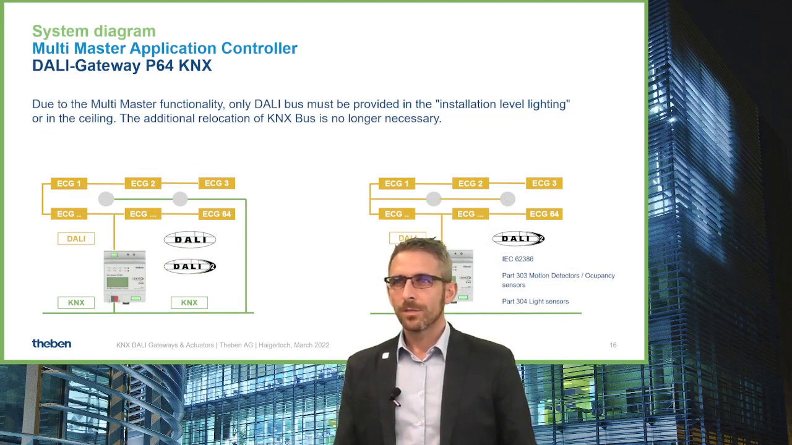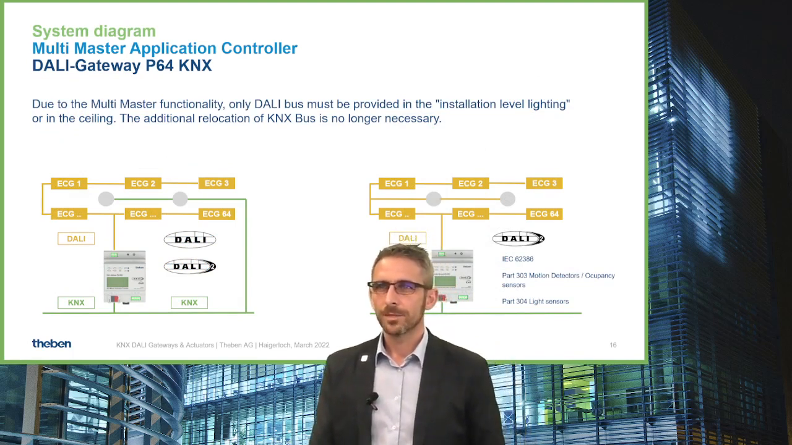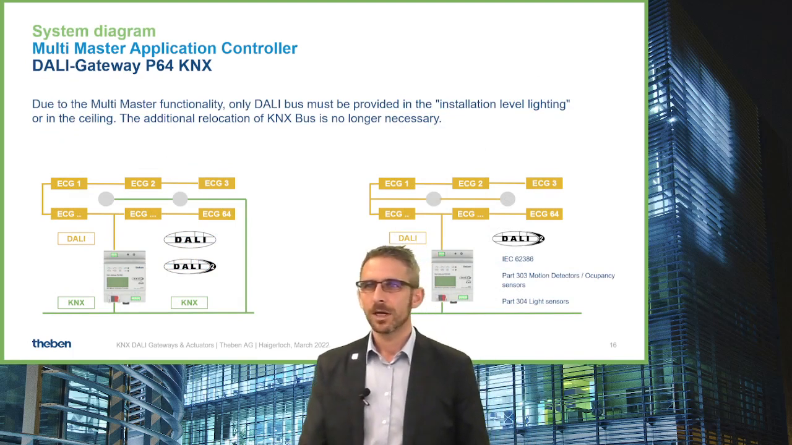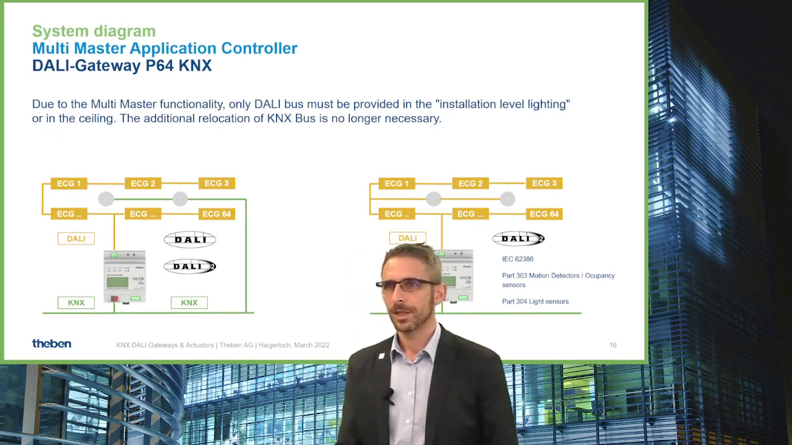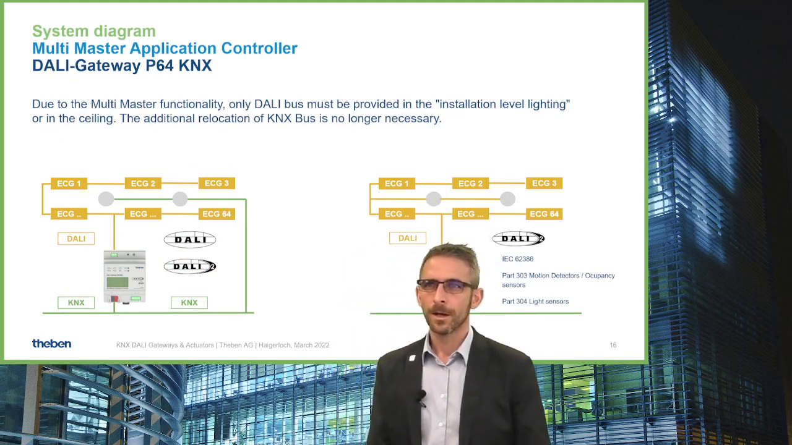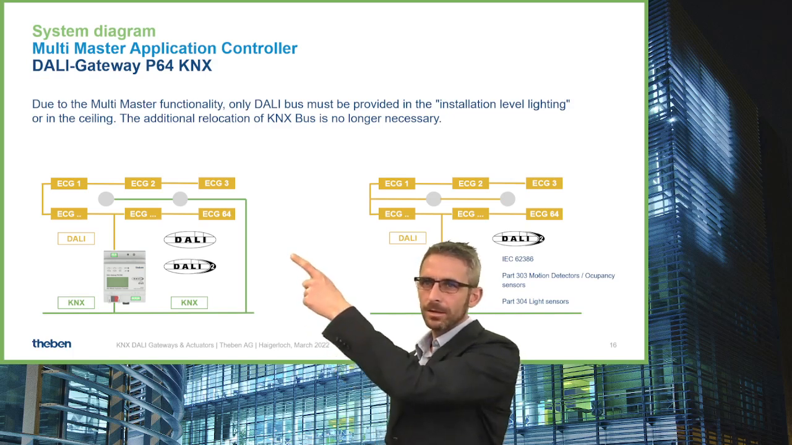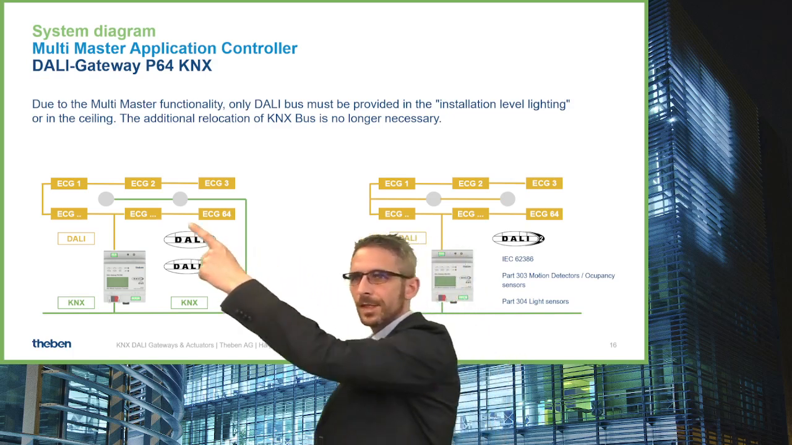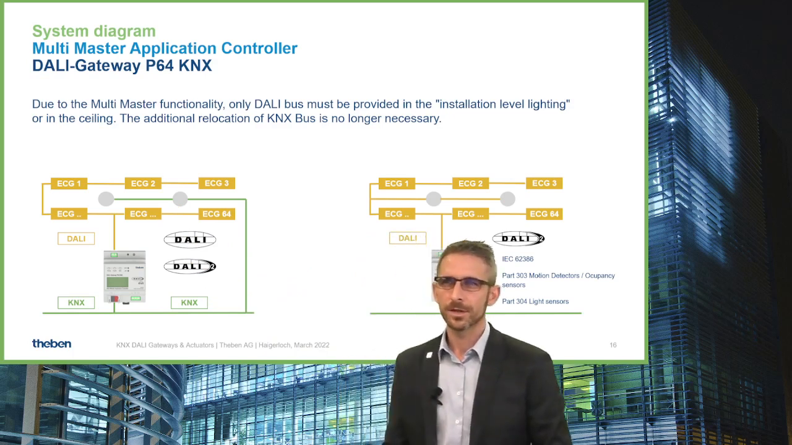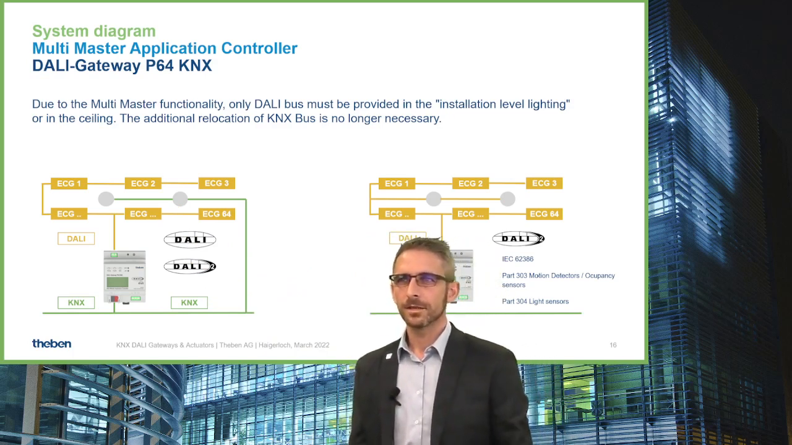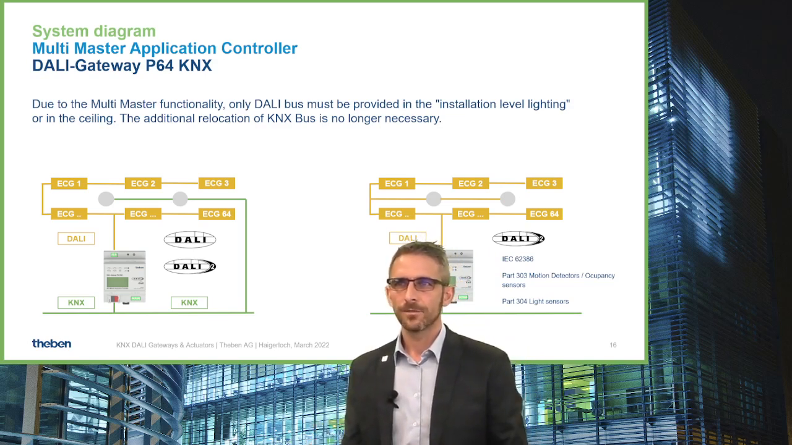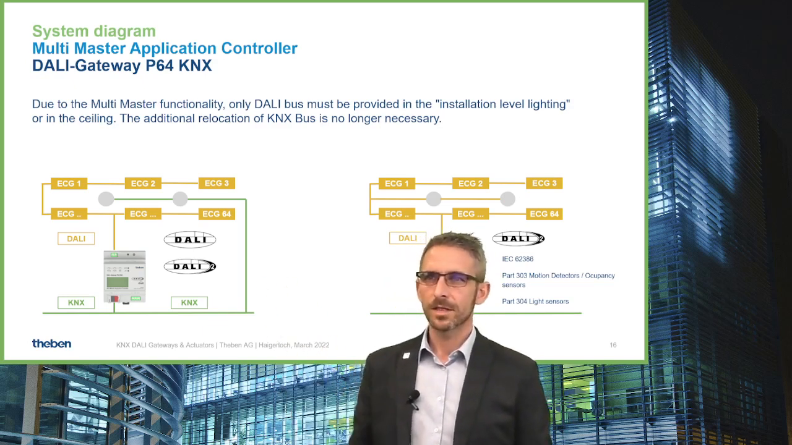Here we can see some schemes or system diagrams. What is the difference between a single master application controller and a multi-master application controller? On this side we can see that in the ceiling with the DALI control gears we have also a green line, which is KNX, which is connected, for example, to presence or to motion detectors. So we have in the ceiling the DALI line for the lamps, and we have in the ceiling the KNX line for the KNX presence or motion detectors. This is with a single master application controller.